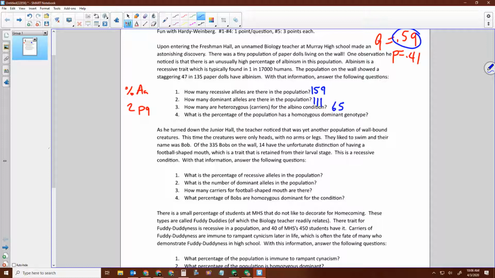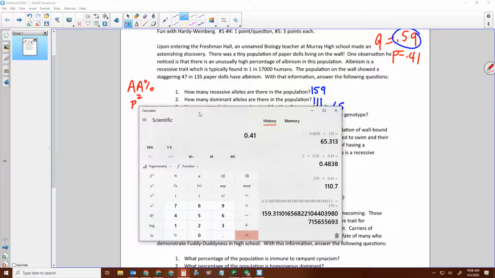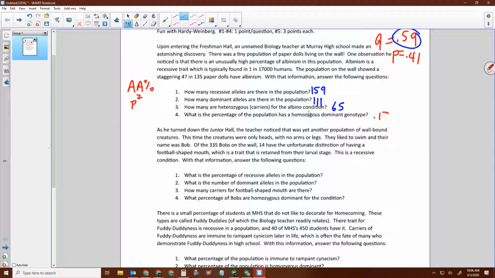And then what is the percentage of the population that is homozygous dominant? If you remember, the percentage of homozygous dominant individuals in a population is equal to p squared. And so I'm just going to take 0.41 and square that, and I'm going to get, rounded up, 0.17. Pretty straightforward. Let's go on to the next problem.